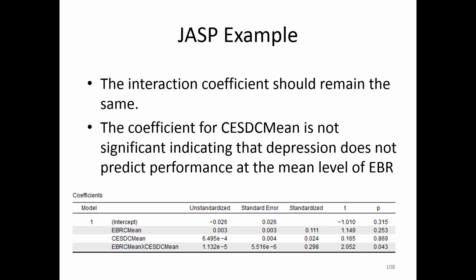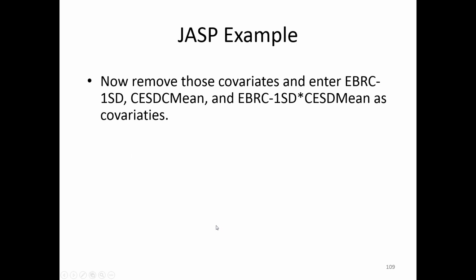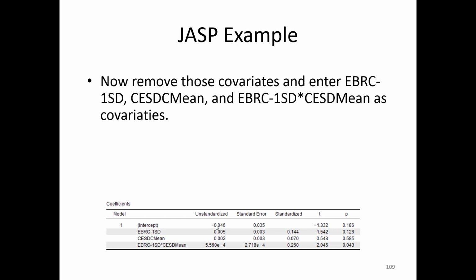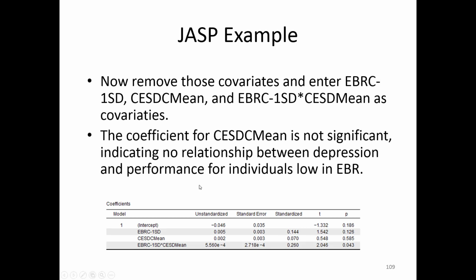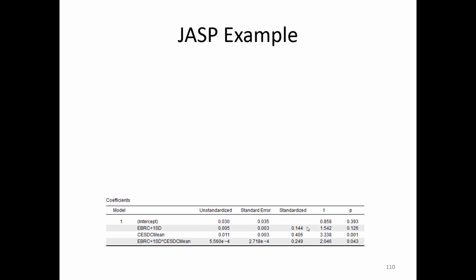So the coefficient for CESD centered at the mean is not significant, indicating that depression does not predict performance at the mean level of EBR. Okay, so now remove those covariates and enter EBR centered at 1 standard deviation below the mean, and then CESD centered at the mean. Okay, so we again have the significant interaction, but if we look at the coefficient for CESD centered at the mean, it's not significant, indicating there's no relationship between depression and performance for individuals low in EBR either. Okay, so far, we haven't found anything significant.